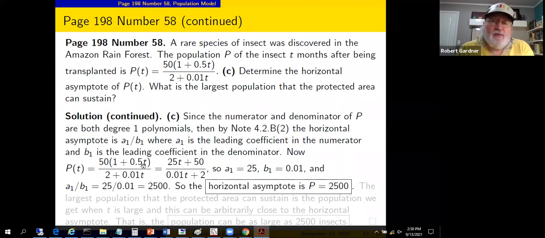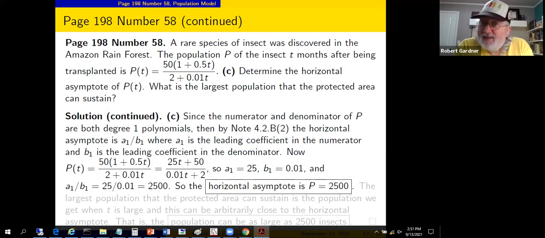If you don't like that, leave it in the other form. I need to pick off the coefficients of the highest power of t in the numerator and denominator. That's 25 in the numerator and 0.01 in the denominator. A1 and B1 in the notation of what we had earlier are 25 and 0.01 respectively. So we'll take that quotient, and that should be the horizontal asymptote. That's what we were told in that cookbook approach to find asymptotes for rational functions. That's 25 divided by 0.01, which is 25 times 100, so that's 2,500. And that must be the horizontal asymptote.